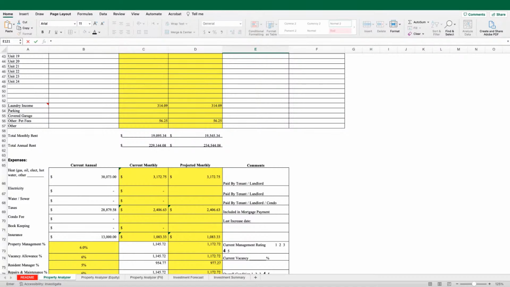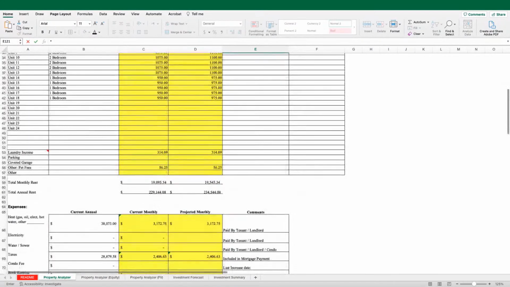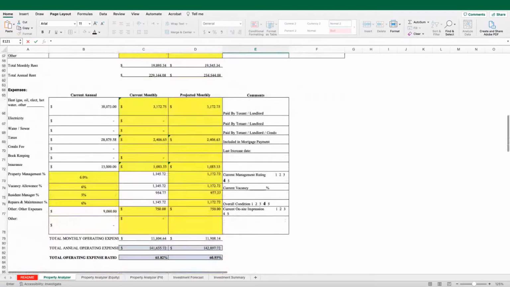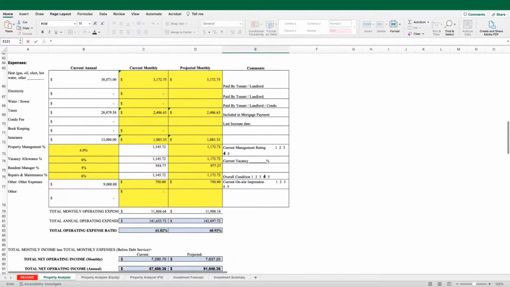Great. So far I'm looking okay. I'm happy with what I'm looking at based on the rent. Now, if I go through some of the expenses, I got these expenses here. And again, I'm just going to keep it relatively simple. You're going to see the heating cost, taxes, insurance, property management fee. I put it at 6%, vacancy allowance, resident manager allowance, repair and maintenance allowance, all that fun stuff.